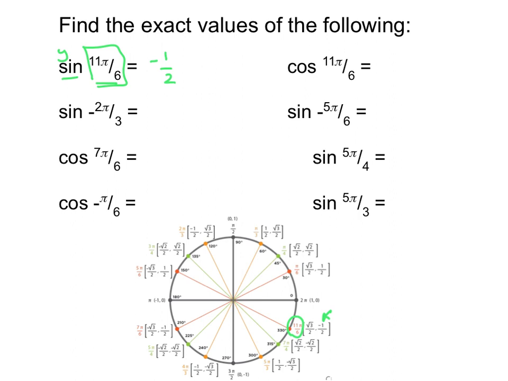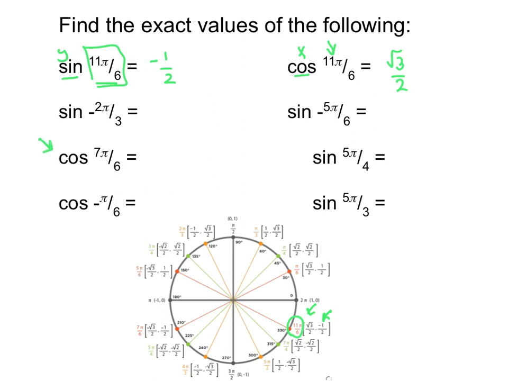If I go across, we're still at 11 pi over 6, but this time I want the x value. And the x value there is right here, square root of 3 over 2. I'm going to stick with my positives, and I'll work with my negatives later. So I'm going to kind of jump around here.